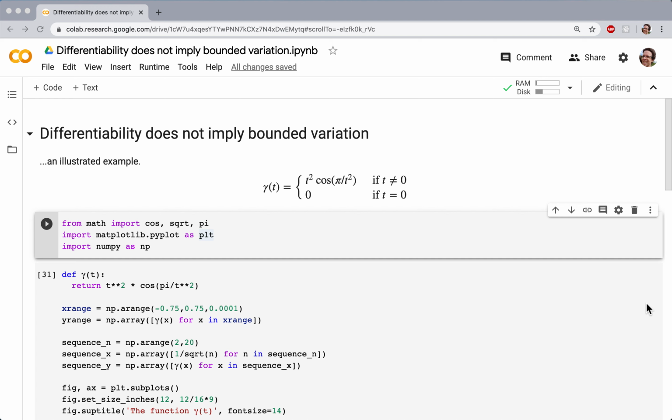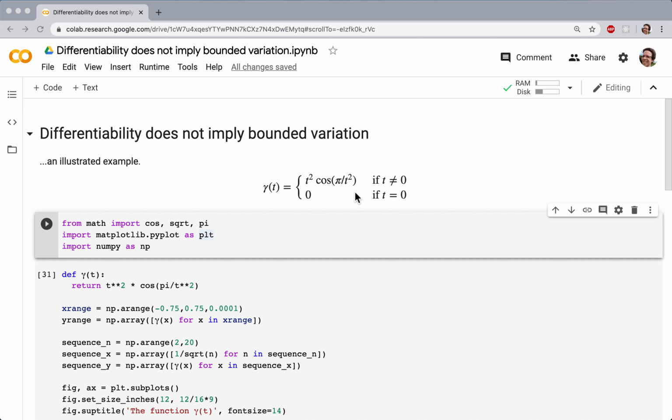Now, you might expect that differentiability would be the right condition. Continuity is clearly not enough. Perhaps if gamma is differentiable, then it has bounded variation. But this lecture is an illustrated counterexample to that idea. Here, we're going to look at the path gamma, which is defined by the formula t squared cosine pi over t squared. We'll have a close look at this function, and we'll see that it is differentiable everywhere, in fact, but it doesn't have bounded variation.